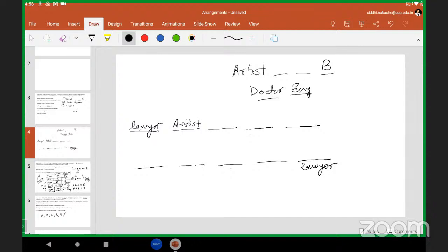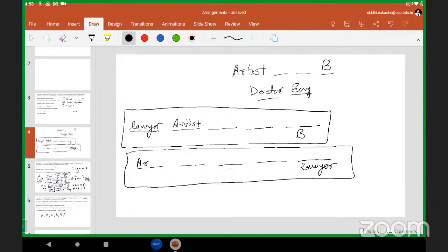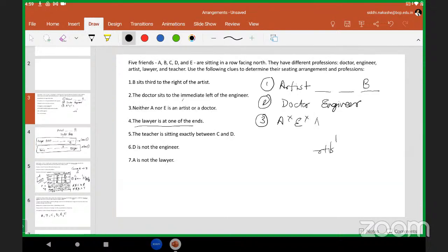and the B person. Okay, so let's create a set out of this. And similarly, we'll create a set out of this. And here artist has to be over here. Artist has to be over here because it cannot be somewhere else, because there has to be a gap of 2 between artist and B. Fine. So this is case 1 and this is case 2. Okay. So let's move on to the third condition.